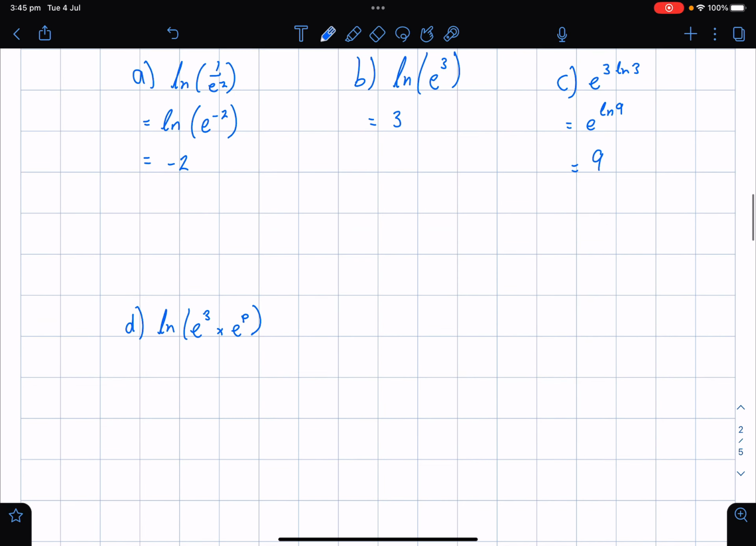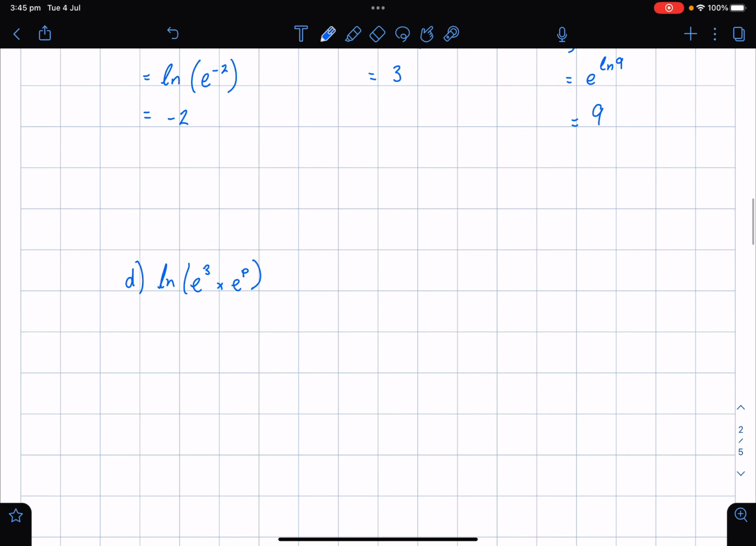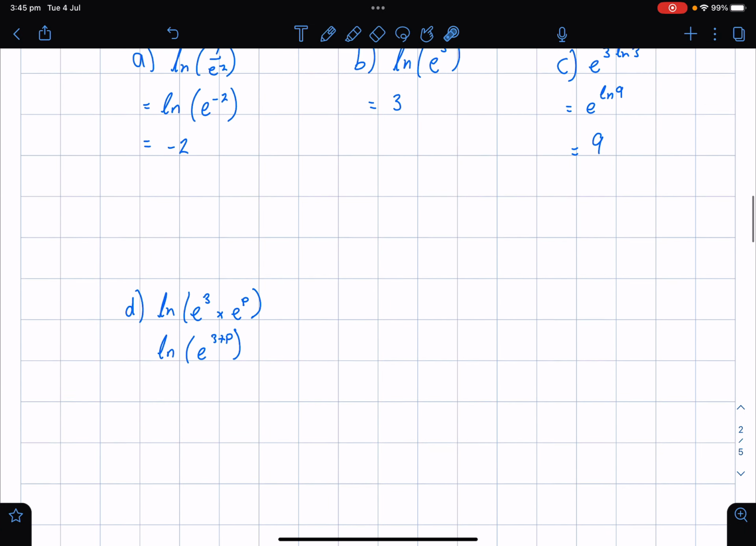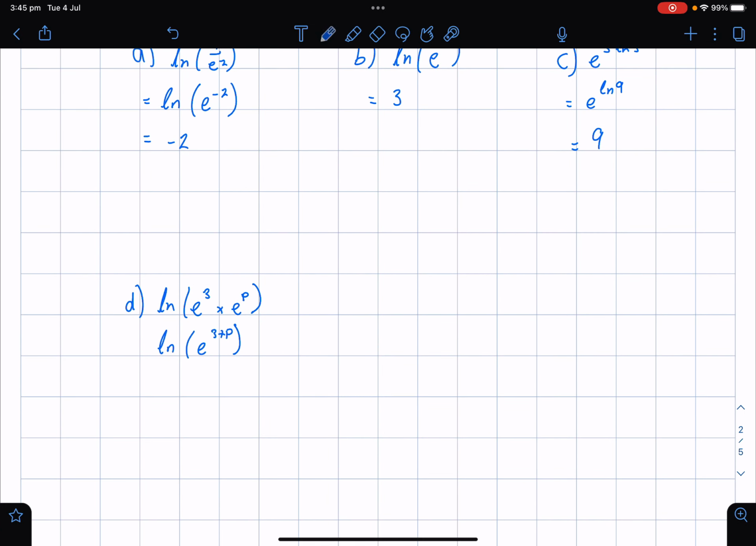And I've even got one more in here. Now we've got the same base multiplied together, so we know we add the powers together. So I've got e to the 3 plus p. And now I've got that first option again, where I've got natural log of e to the power of something, and we know that's just equal to the power. So we bring the whole 3 plus p down.